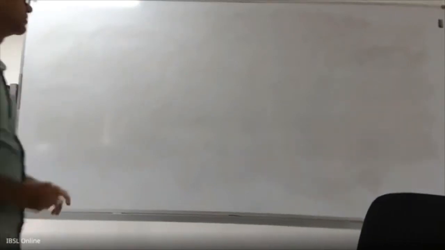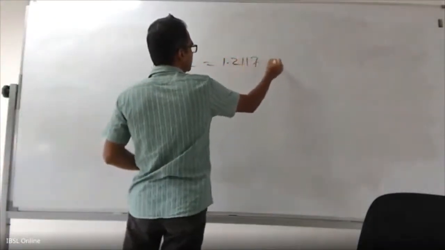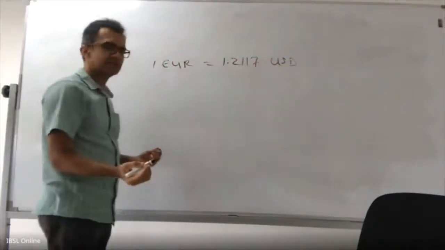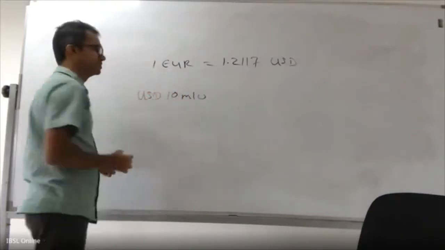Yes, sir. The thing is, we have to decide if we see the question whether you have to divide or multiply. You have to remember it. No need to remember. When I don't do that, I just go by the fundamentals. If you know 1 euro equals 1.2117 USDs, to get the value of 10 million USDs, what to do?